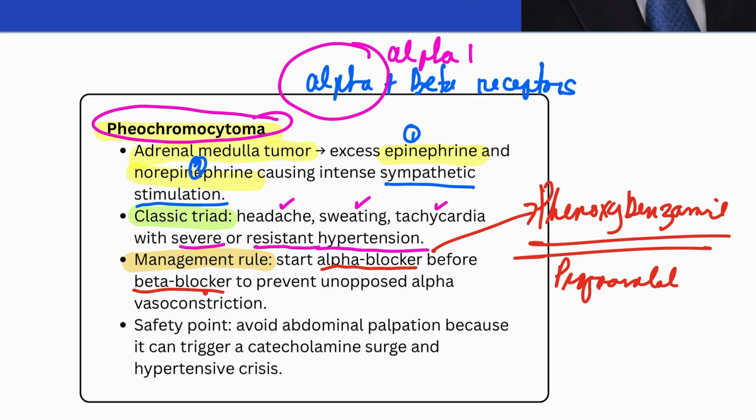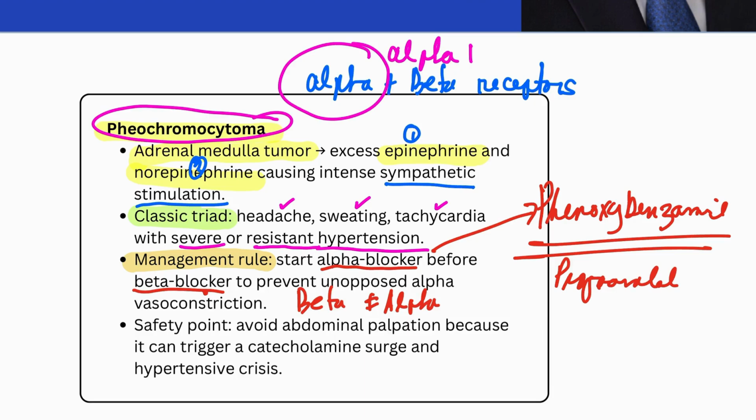Because if you gave a beta blocker first, you remove the beta-mediated vasodilation, because it's a beta blocker, but you leave an unopposed alpha stimulation, which can cause very dangerous hypertension.